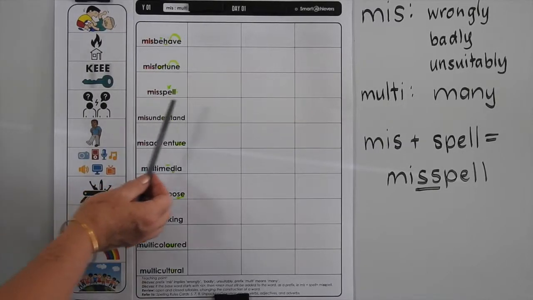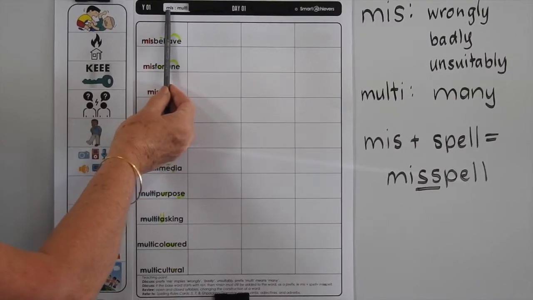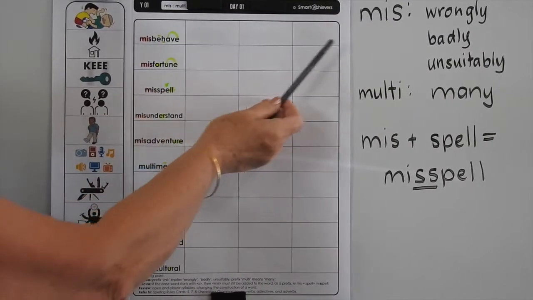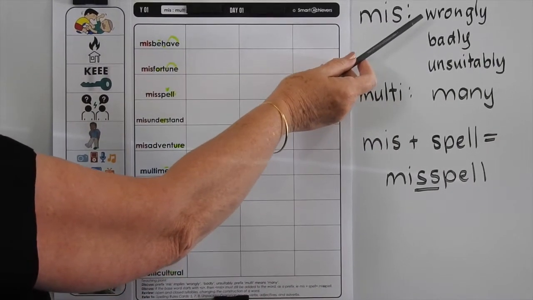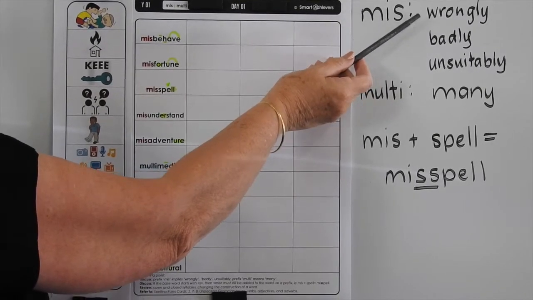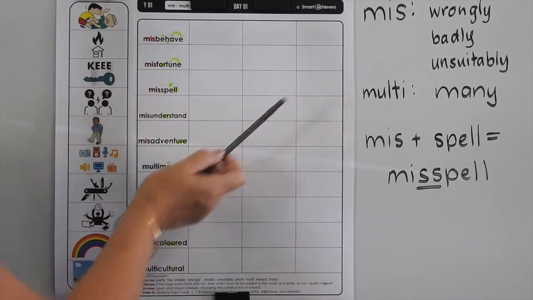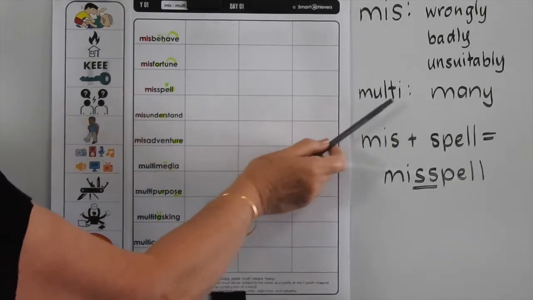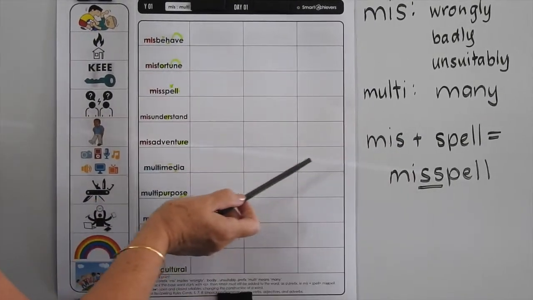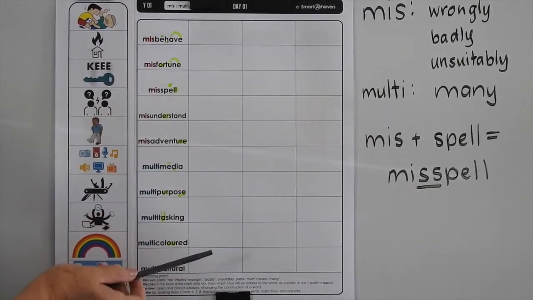In this set of words, we're looking at adding the prefix miss or multi. Miss is going to change the meaning of the word, so it's wrongly, badly or unsuitably, so it's going to change it to its opposite. Multi, of course, adds the meaning of many to the base or root word.